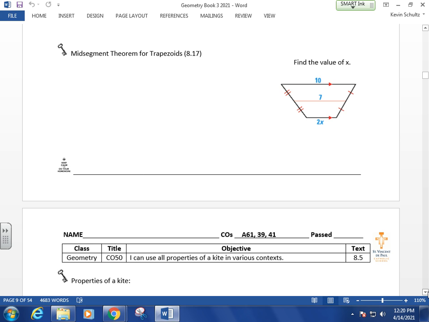So your homework for Monday, when we meet together again, is going to be, let's see, on page 546, I would like you to do numbers 7 through 9, 13 to 16, and 26, 27, and 32.